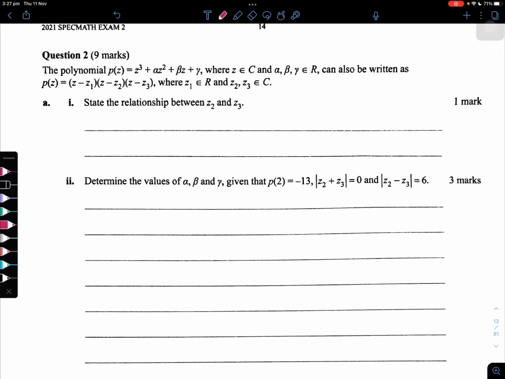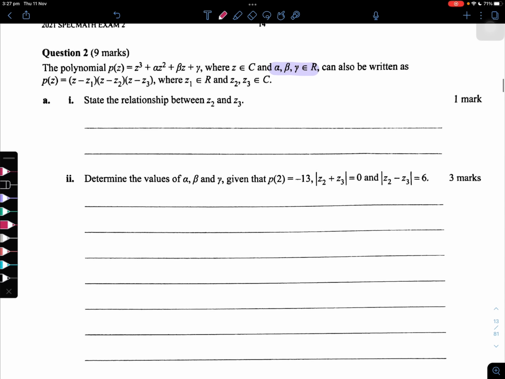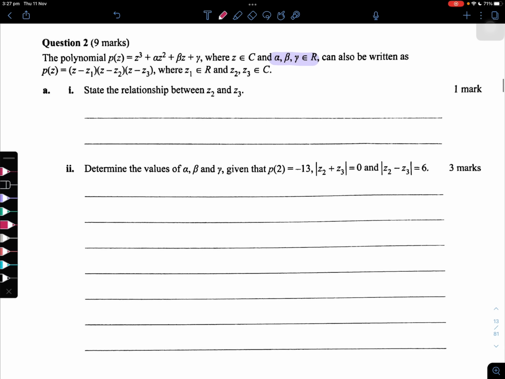Okay, so the main piece of information here that you would need would be the fact that alpha, beta, and gamma are all real numbers, right? And we know that if we have a polynomial with all real coefficients, that means if there is a complex solution or a complex root, they are in pairs, right? So that's the complex conjugate root theorem, right?